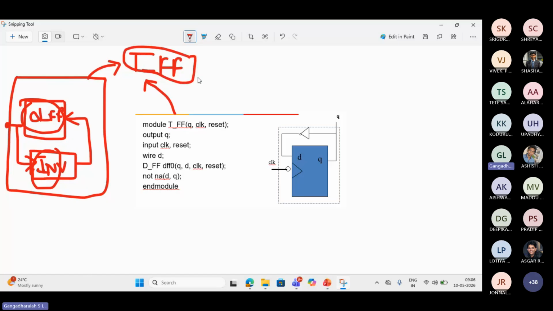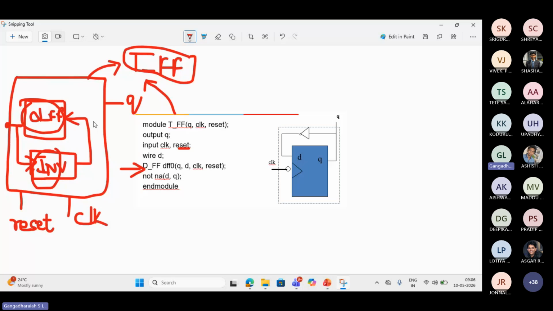Please understand here, for this TFF, let us say Q is the output, clock is input, and reset is input. Now let us say this DFF is already available. This is a placeholder for the previous functionality. You hope it is clear, right? This D underscore FF is a placeholder for the D flip-flop functionality which I have already defined.